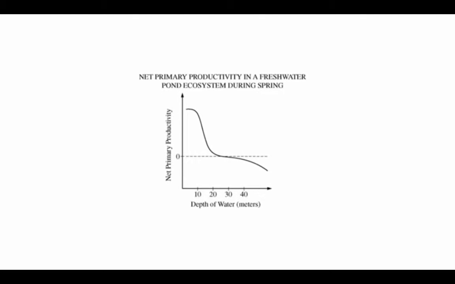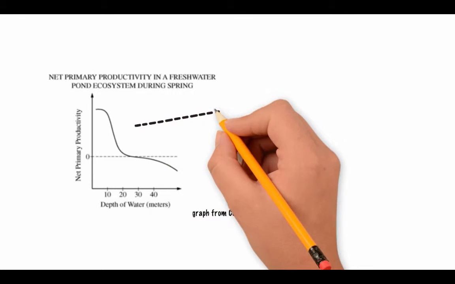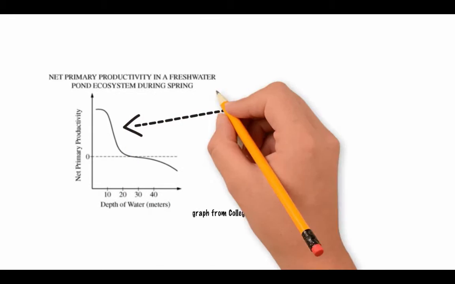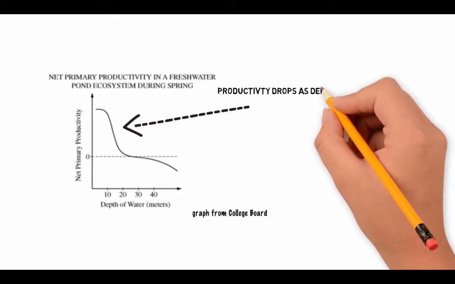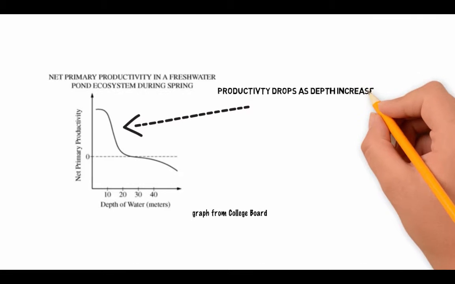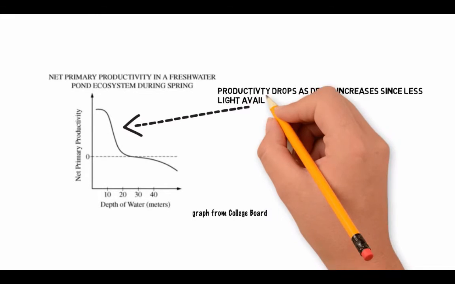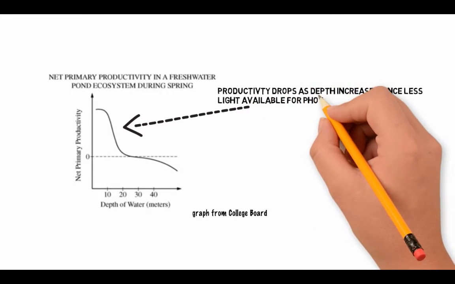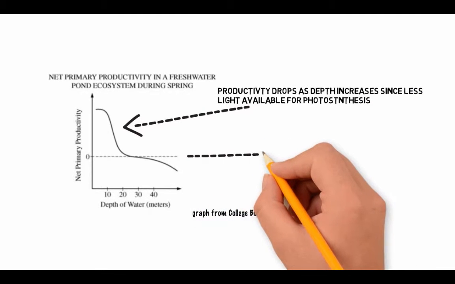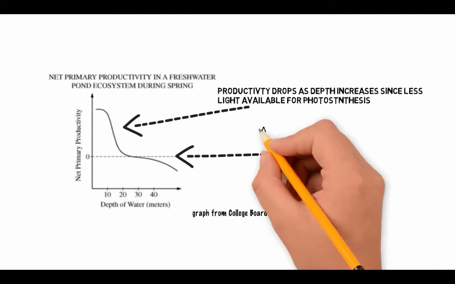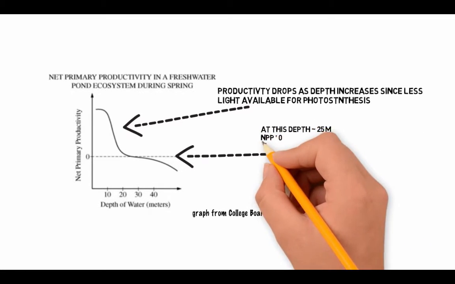Let's examine a graph that shows how productivity changes as a function of depth in a pond. Note that the highest productivity is closest to the surface, but the productivity decreases with depth because less sunlight is available as you increase in depth, so less photosynthesis occurs. At a depth of about 25 meters or so, the net primary productivity is 0. This means that the gross productivity was equal to respiration at this point.